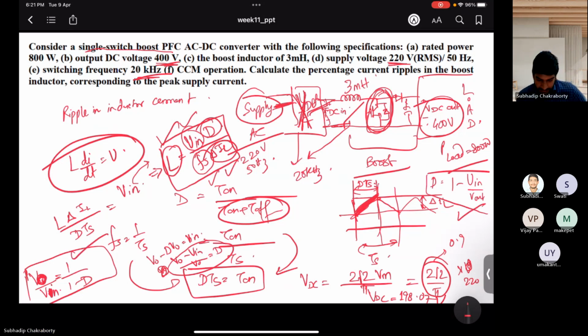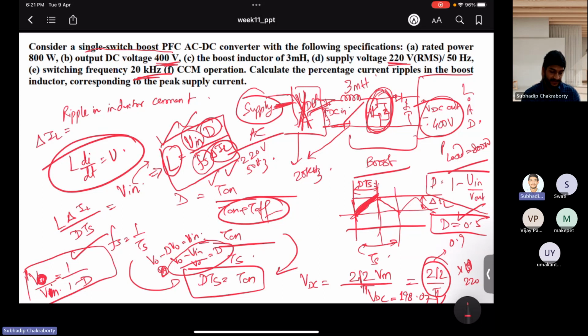So can you find the duty value? What is the duty value? V in and V out you know. Just tell me 1 minus V in by V out. V out is 400 and V in is 198. 198 divided by 400, 0.5, around 0.5, right? So you plug in values and tell me what is delta IL. From this equation you tell me.